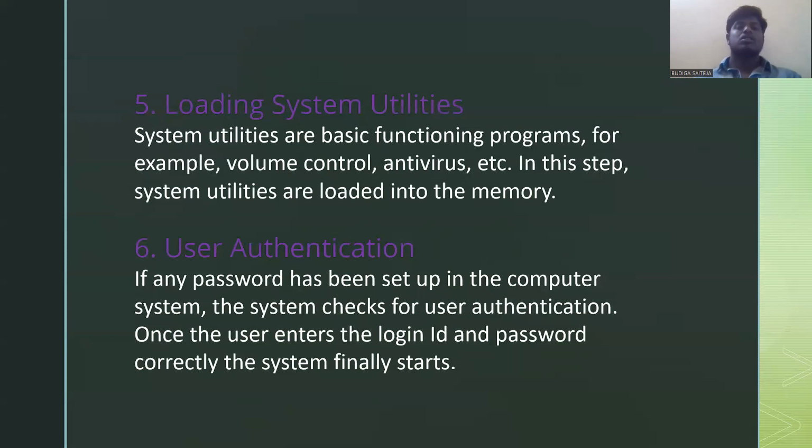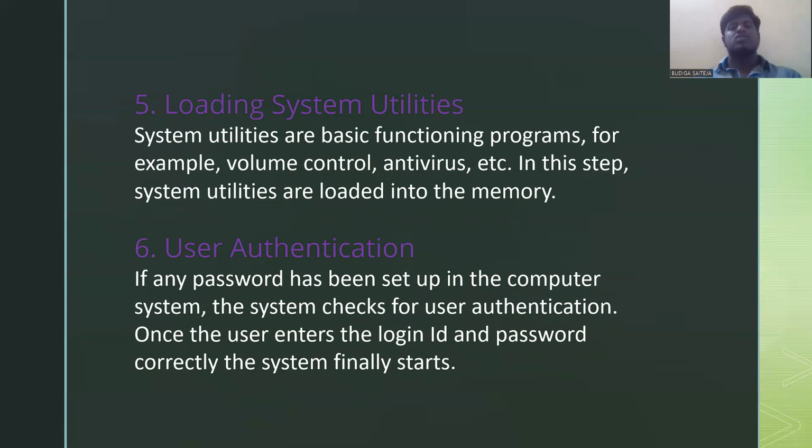The other one is loading system utilities. System utilities are basic functioning programs, for example, volume control, antivirus, etc. In this step, system utilities are loaded into the main memory. We all know the volume button, used when we require an increase in volume, and also the software which protects our system from viruses, called antivirus. These are some system utilities. These utilities are loaded into memory.